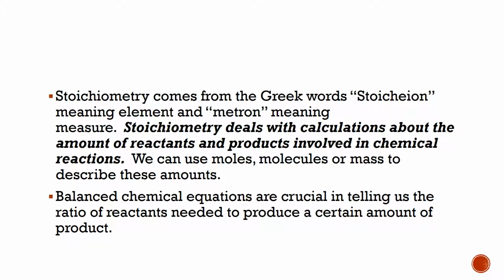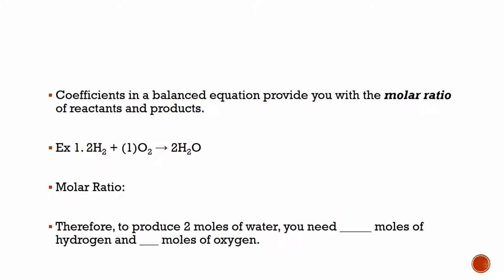In order to do stoichiometry, we're always looking at a molar ratio, but we can use moles, molecules, or mass, converting to moles, and then using stoichiometry to look at any of these amounts. Balanced chemical equations are super important for determining these ratios, so it's important that you're always starting with a balanced chemical equation. The molar ratio comes from the coefficients in a balanced equation.